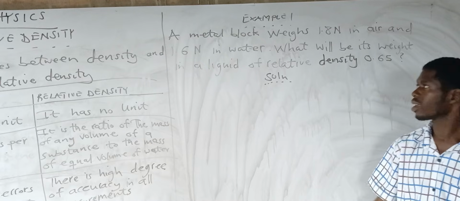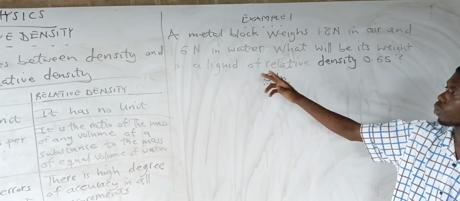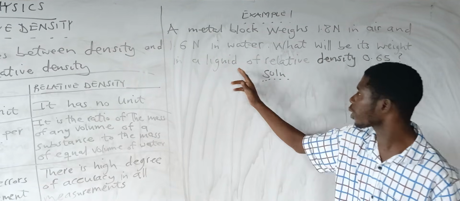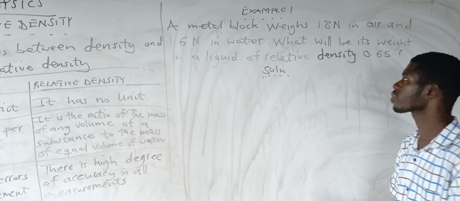0.65. A metal block weighs 1.8 Newton in air and 1.6 Newton in water. What will be its weight in a liquid of relative density 0.65? Okay, so now let's solve it.